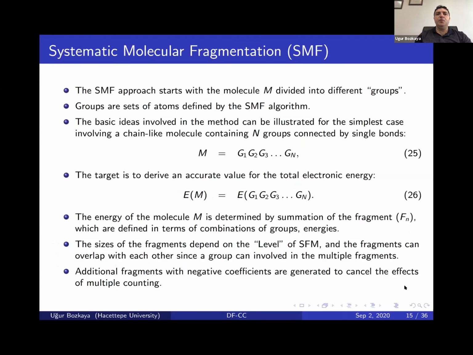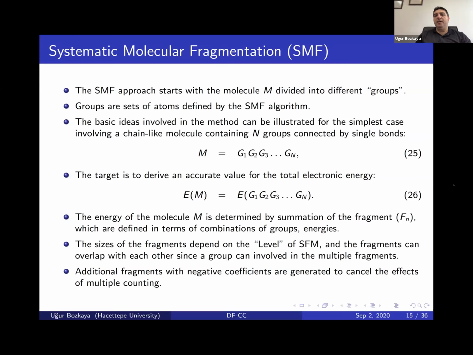Now, let's start with the systematic molecular fragmentation. The SMF approach starts with the molecule M divided into different groups. Groups are sets of atoms defined by the SMF algorithm. The basic ideas involved in the method can be illustrated for the simplest case involving a chain-like molecule containing N groups connected by single bonds. Let's represent our molecule by this formula, G1, G2, ... Gn, and each G represents a group.